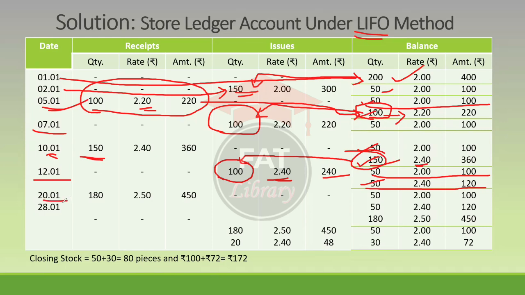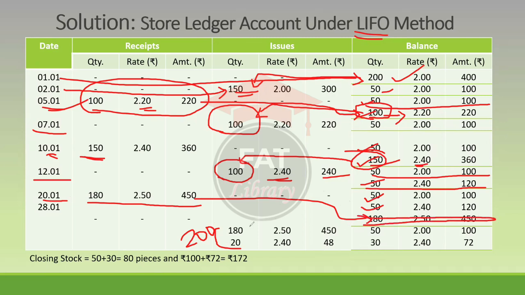Then on 20th of January they are receiving 180 units at 2 rupee 50 paise. So you can see here 50 units they were having earlier. Second, after issuing 100 units they had a balance of 50 units, and this is the second stock, and this is the latest stock, that is the 180 units they have received. And at the end they need 200 units. Okay, they are issuing 200 units. So whatever the latest stock they have, that is 180 units, they will take at the rate of 2 rupee 50 paise. And the remaining 20 units they will take at the rate of 2 rupee 40 paise, which is from the second latest stock. So they will issue the 200 units now.